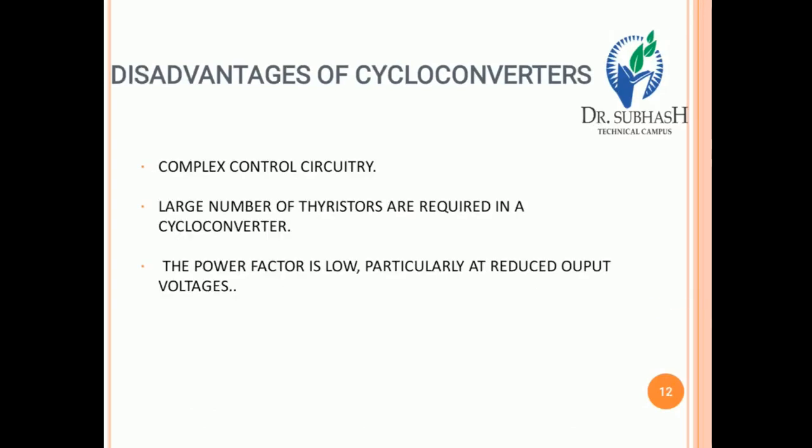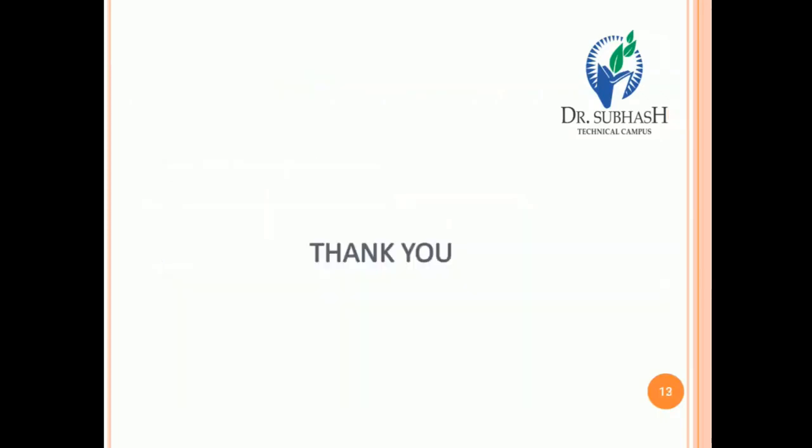So now the disadvantages of the cycloconverter. Some major disadvantages of the cycloconverter: a large number of thyristors are required. When we design a 3-phase to 3-phase cycloconverter, at that time, dear students, we utilize 36 thyristors, so the circuit complexity increases. So complex control circuitry. And the last disadvantage of the cycloconverter, the power factor is low, particularly at reduced output voltage.